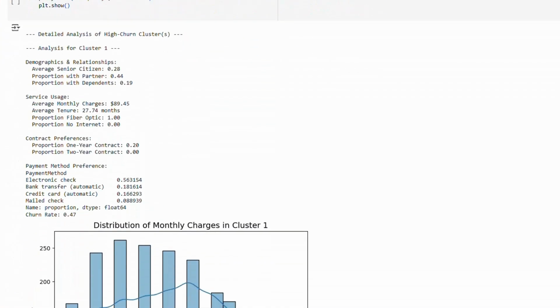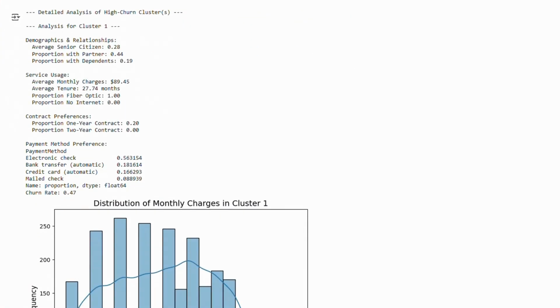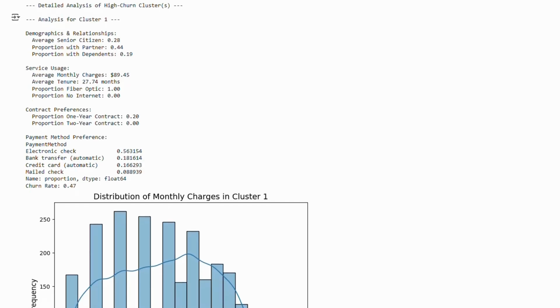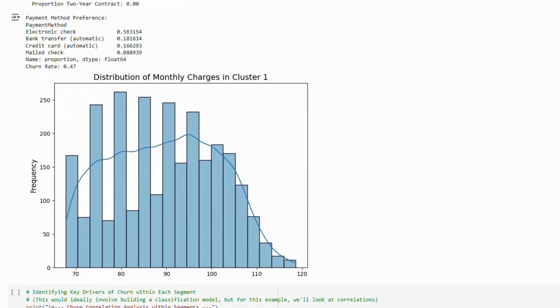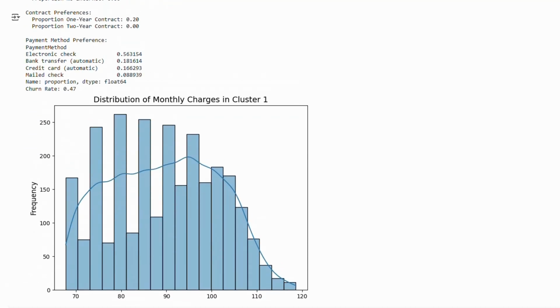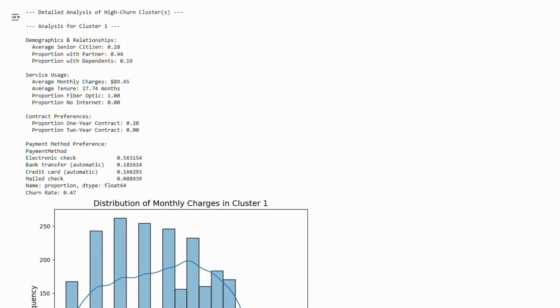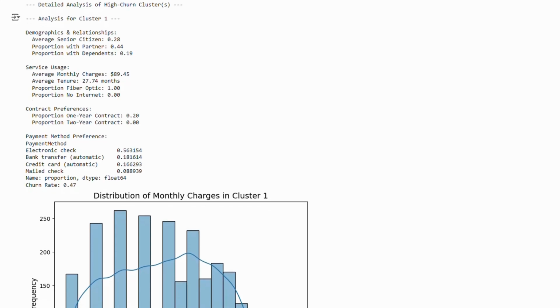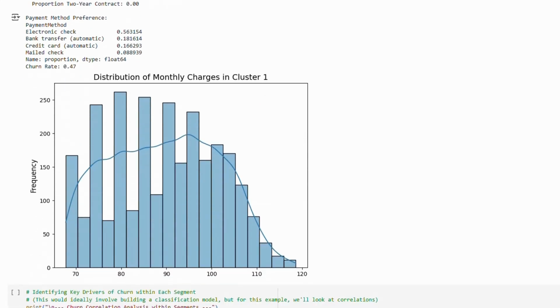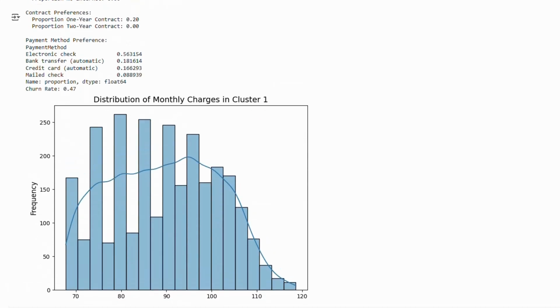Cluster 1 stands out with a high percentage of senior citizens, almost no long-term contracts, exclusive use of fiber optic service, preference for electronic check payments, and monthly charges between $80 and $100. These flexible, high-demand customers churn the most, suggesting targeted discounts or loyalty rewards may help retain them.